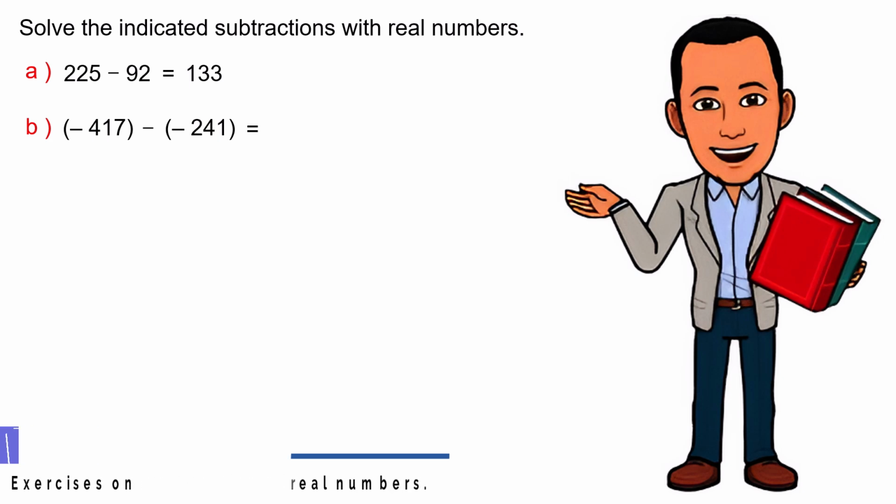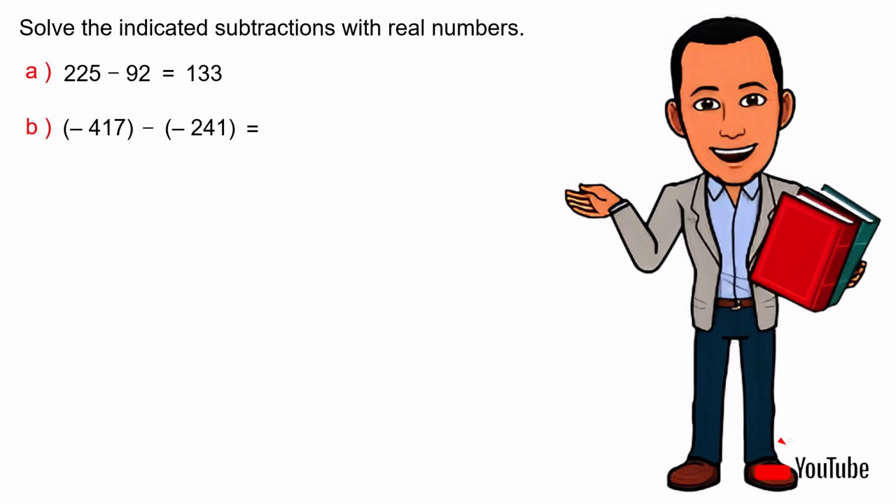In this second case, we have the subtraction of whole numbers. Then, solving the operation taking into account the application of the law of signs for the second number, the result would be negative 176. Literal C, 9 divided by 10 minus 3 divided by 2.